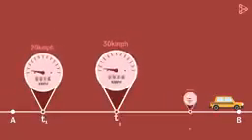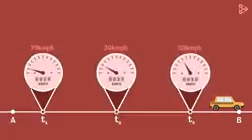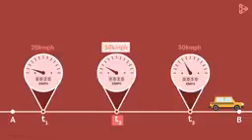Suppose a car is travelling from point A to point B and the speedometer shows these values at these 3 instants. Notice at time t2, the speedometer reads 30 kilometers per hour. What does that mean? Is this an average speed? No, it's not an average speed.